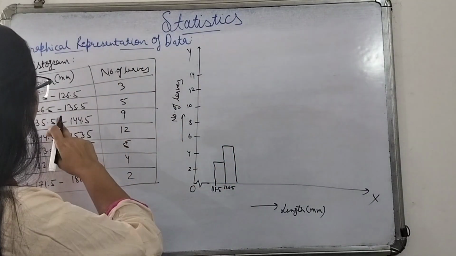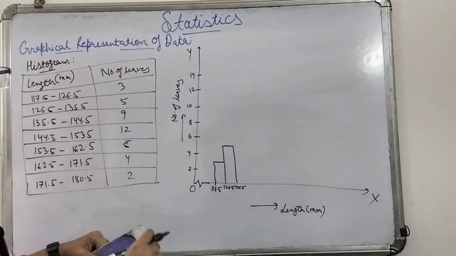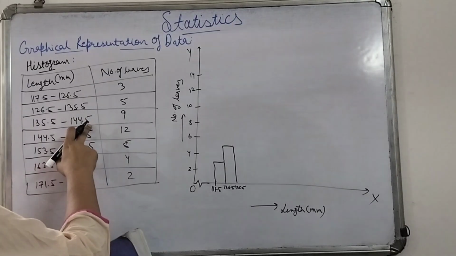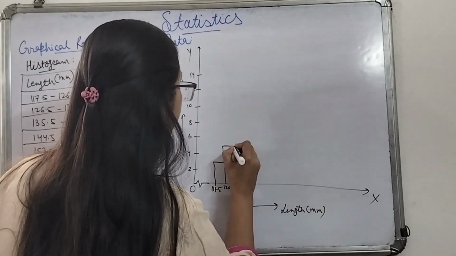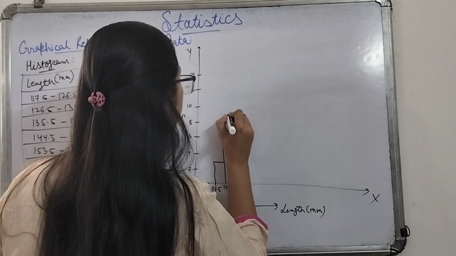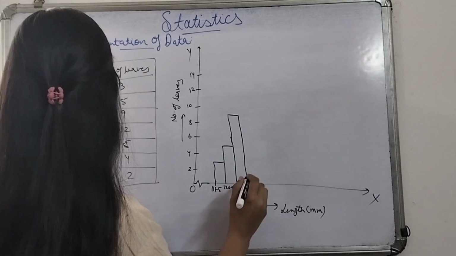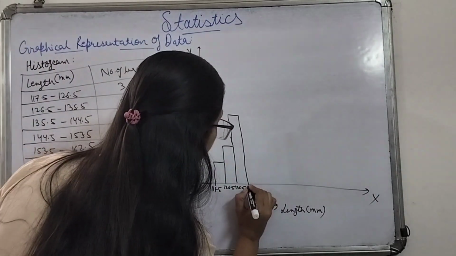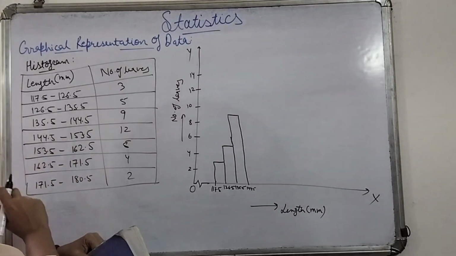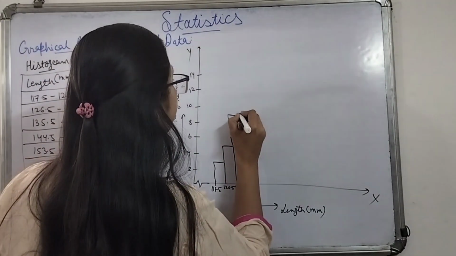So it is 126.5 to 135.5. Now from 135.5 to 144.5, it is 9. Number of leaves is 9. So we'll be going here. Straight lines we'll be making using a ruler. This will end at 144.5. Now from 144.5 to 153.5, it is 12. So from here, we'll be making till 12.